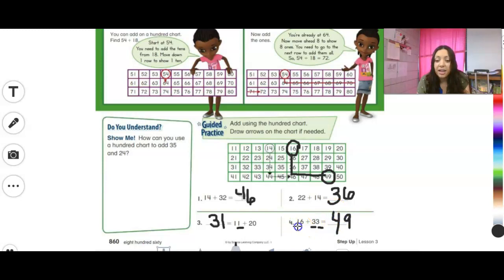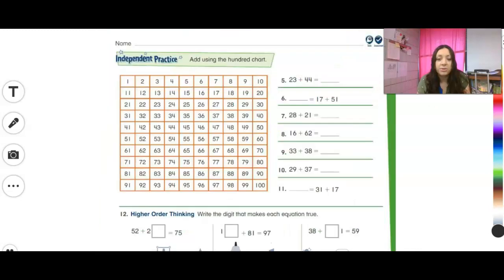Very good. 49. So we're going to check that. Are you ready? I've got 1 plus 3, which equals 4. And then I've got 6 plus 3, which equals 9. So 49 is correct. Very good. All right. We're going to go ahead and hop to our next page and look, it gave us this really nice big hundreds chart for us to use.